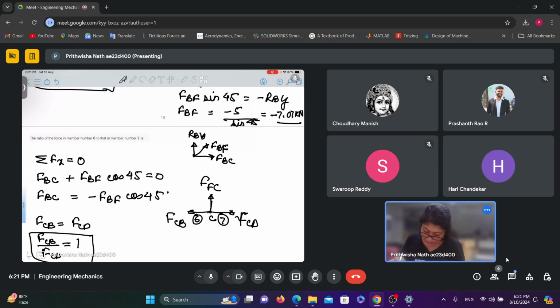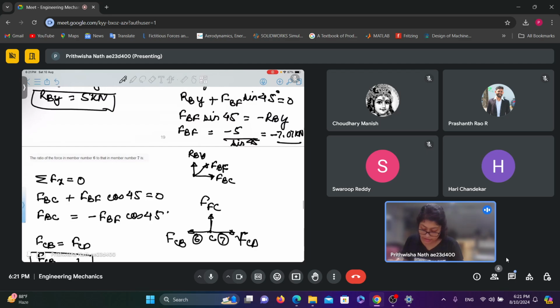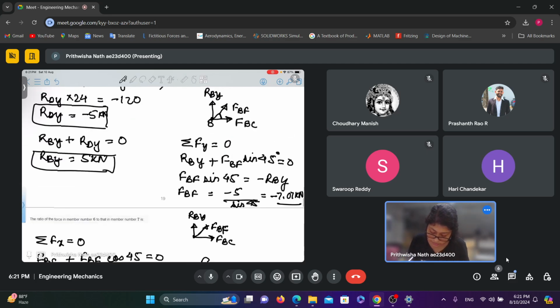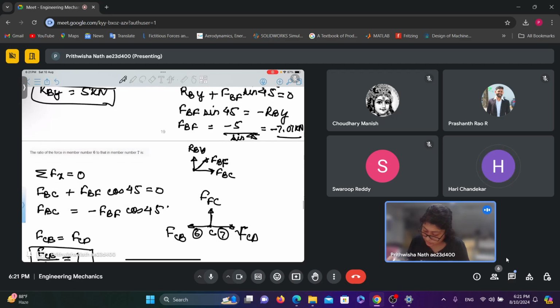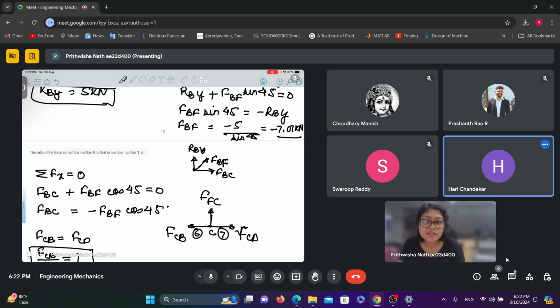You can see this, like FBF is in minus. So this is FBF. This member is actually in compression because I got a negative, right? Yes. So this should actually be in reverse direction. Understood? Yes. This member is actually in compression. So ultimately member 6 is in tension. Okay. Is there any confusion regarding this? No.